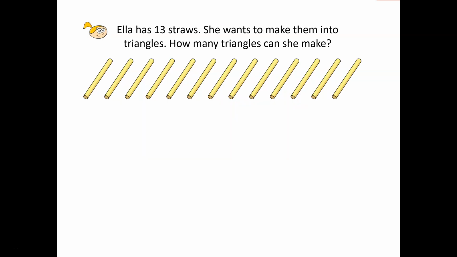Let's have a look at this question. Ella has 13 straws. She wants to make them into triangles. How many triangles can she make? We know that all triangles have 3 sides. Therefore, the straws must be grouped into groups of 3. 13 divided by 3. Let's see what this looks like using the straws.